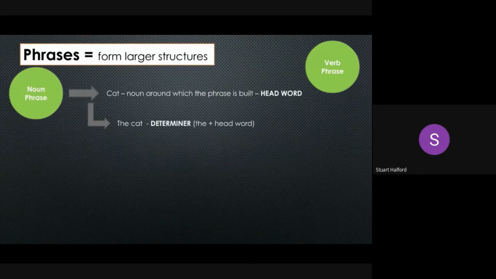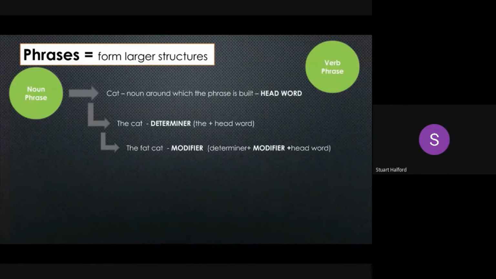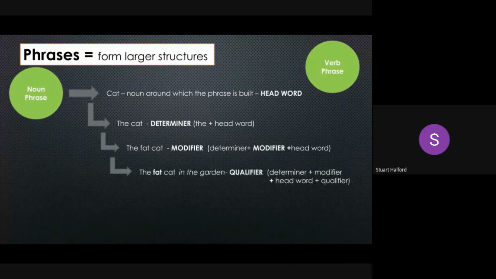We're going to use a determiner. So the cat, still a noun phrase. Now we're adding a modifier, something that does something to the cat. So it gives us the quality of it. So we have the fat cat. So now we've got the addition of a modifier. So we've got determiner, modifier, and then the head word. Now we're adding what's called a qualifier. So the fat cat in the garden. So we've got the determiner, the modifier, fat, the head word, cat, and the qualifier in the garden.